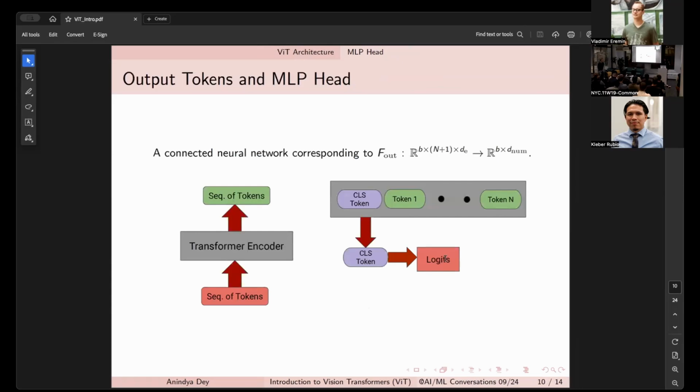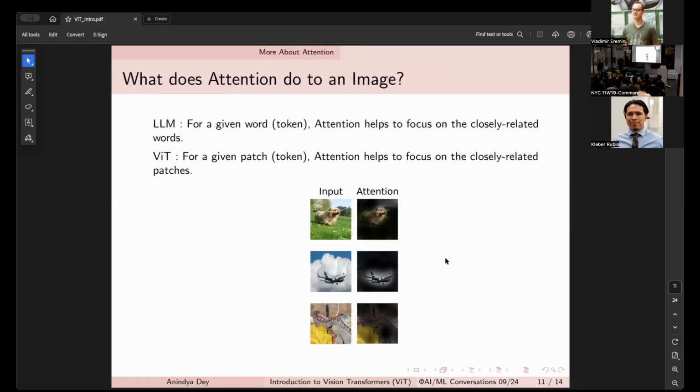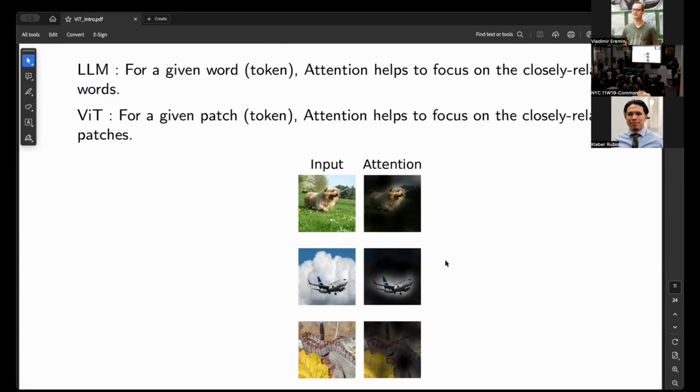So now that we understand the architecture, let's ask the question: what the heck does attention do after all? Someone just asked that question. For a given word, when the token is a word, attention helps us focus on closely related words. If there's a cat and milk and hungry, maybe they will be related together, right? For an image, attention does exactly the same thing. It tries to build correlation across different patches globally on this 2D canvas.